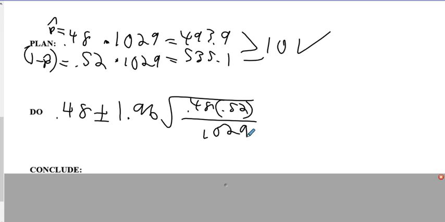So, baby steps. I type in my calculator, big square root symbol, and I just type in 0.48 times 0.52 divided by 1,029, hit equals, and then multiply by the 1.96. And that gives me 0.48 plus or minus 0.03. That's rounded. So my range is from 0.45 to 0.51. 0.48 minus 0.03, 0.48 plus 0.03.